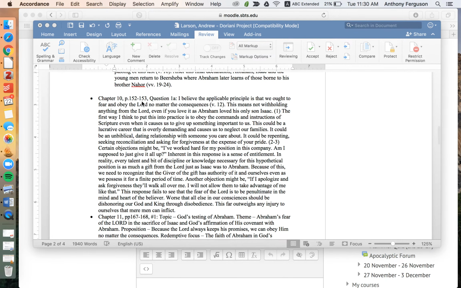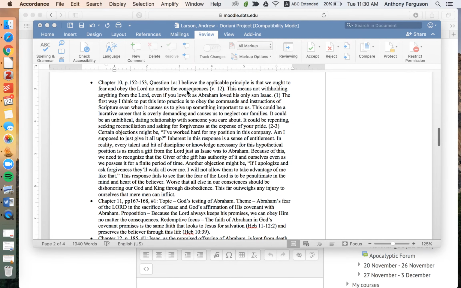Chapter 10. So this is the application. Let's see if we can get through this quickly. Okay, yeah. So he did this. Look at the fear of the Lord. Good. So he's actually going through the principles. This is great. How can I put this into practice to obey the commands, instruction of Scripture, even when it causes us to give up something important to us? Good, okay. This could be a lucrative career, good. So here are the objections. I might have worked hard, good. This response fails, and here he's replying, so that's perfect, good.